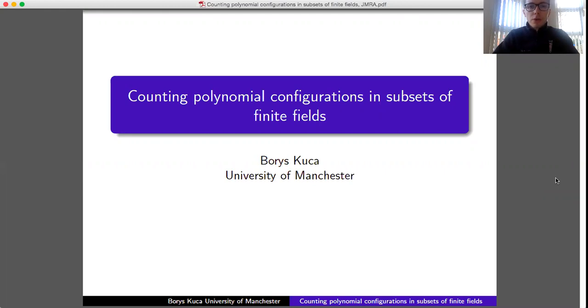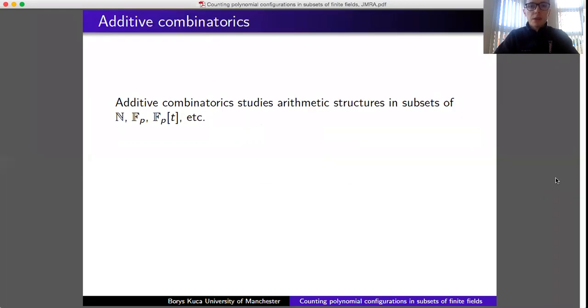And today I will talk about counting polynomial configurations in subsets of finite fields. This topic comes from the area of additive combinatorics. So let me start by giving you a short introduction about the area. Additive combinatorics studies arithmetic structures in subsets of natural numbers, finite fields, function fields, etc.